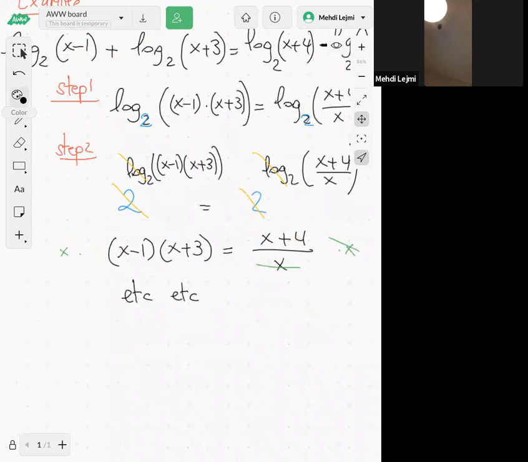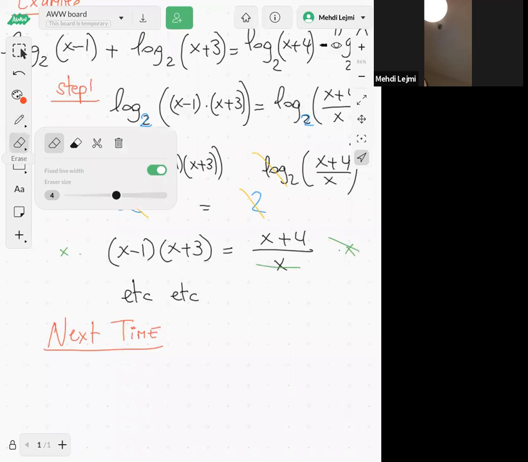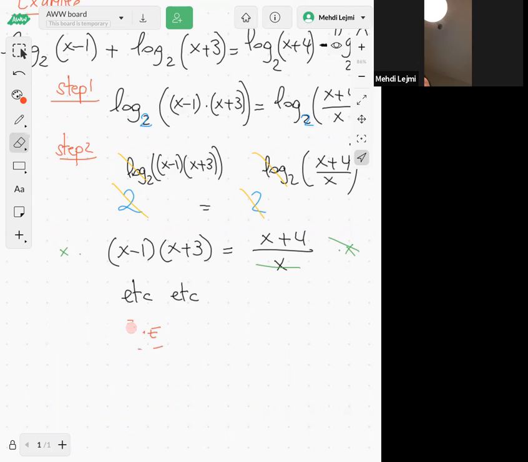Anyway, I think next would be the exponential equations. I think they are easier than the logarithmic equations. But let's take a break because I think it's better to start the exponential equations after the break, right? Not next time, sorry. After the break, we're going to discuss exponential equations.